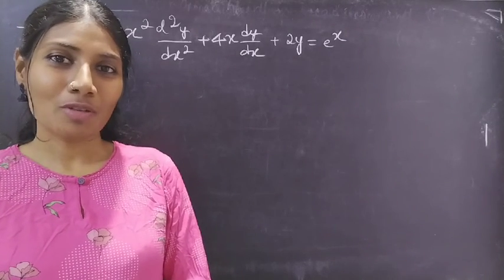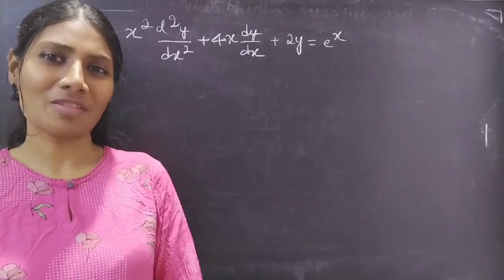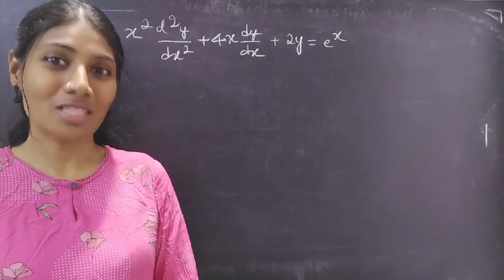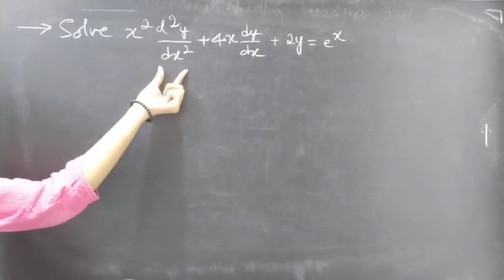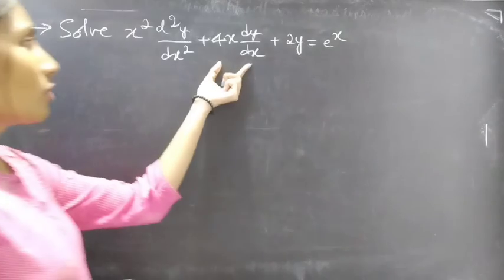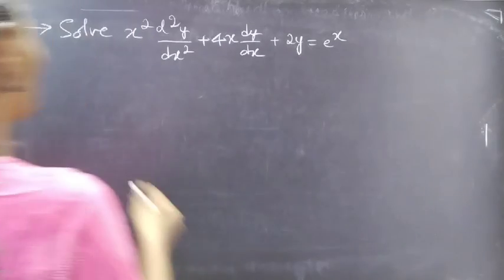In this video, we are going to solve a differential equation from higher order linear differential equation with variable coefficients. So let's get going. Problem: solve x square into d square y by dx square plus 4x into dy by dx plus 2y equals to e power x.